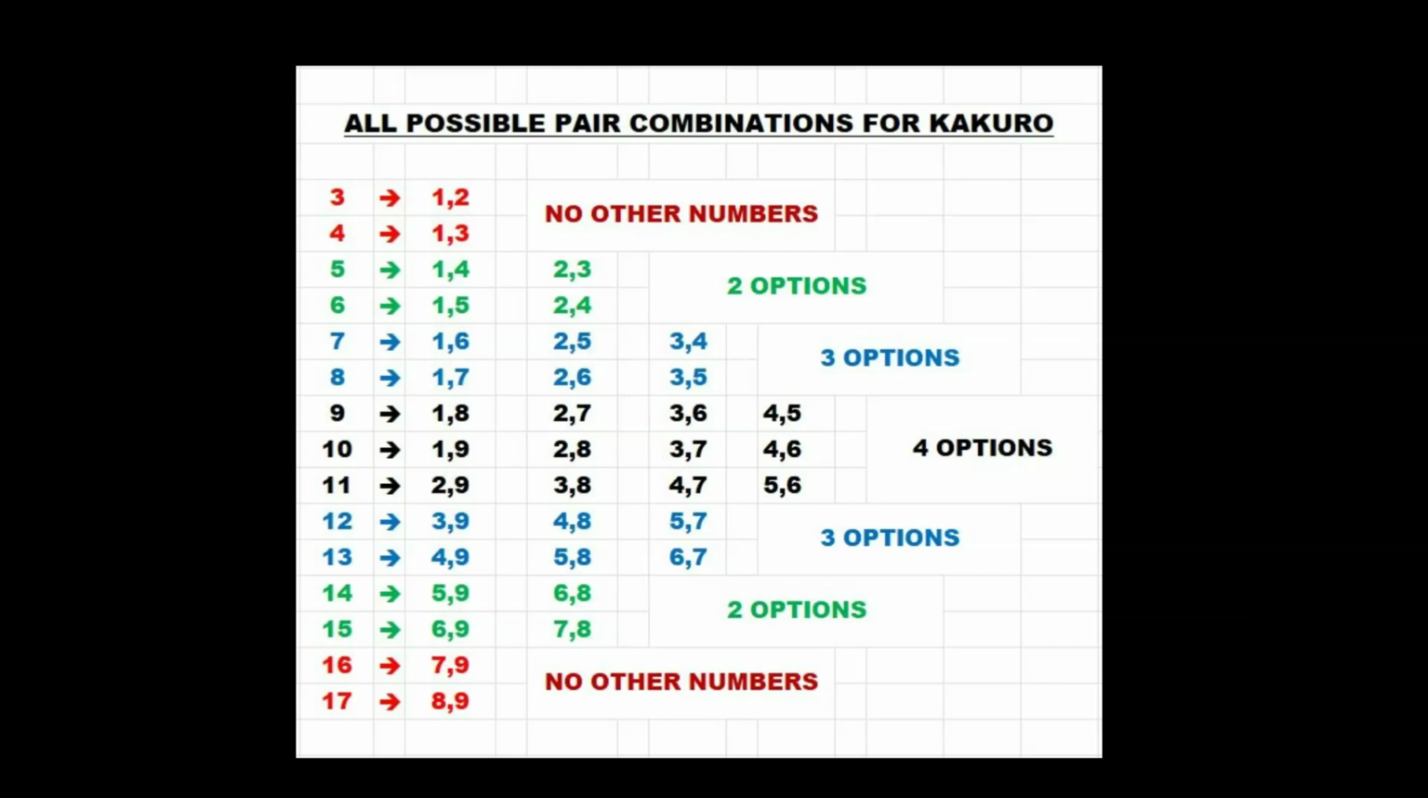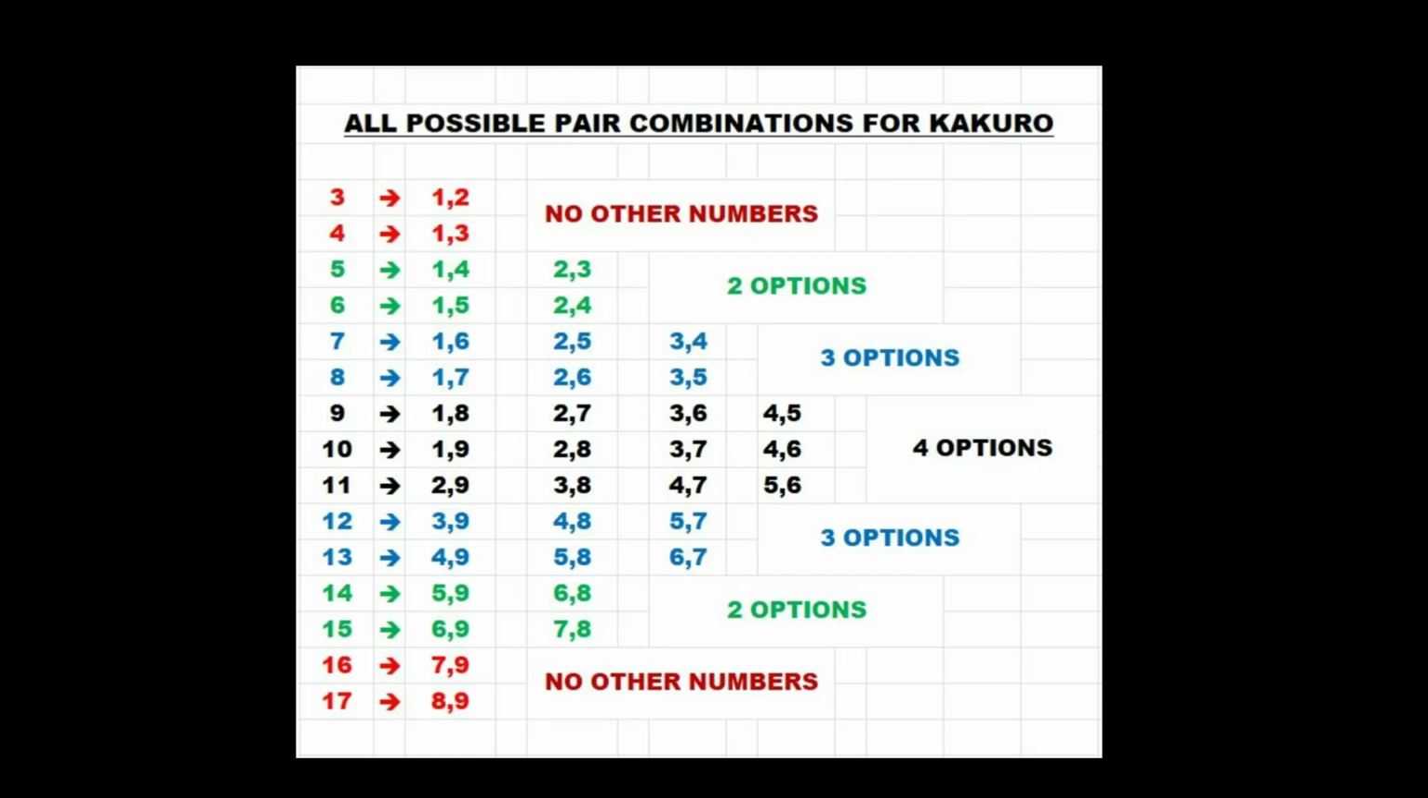When we get to 9, 10 and 11, they've got four options with them. So you can see the run of the numbers there for 9. It can be 1 and 8, 2 and 7, 3 and 6, or 4 and 5, or just remember it as 1, 2, 3, 4, 5, 6, 7, 8.